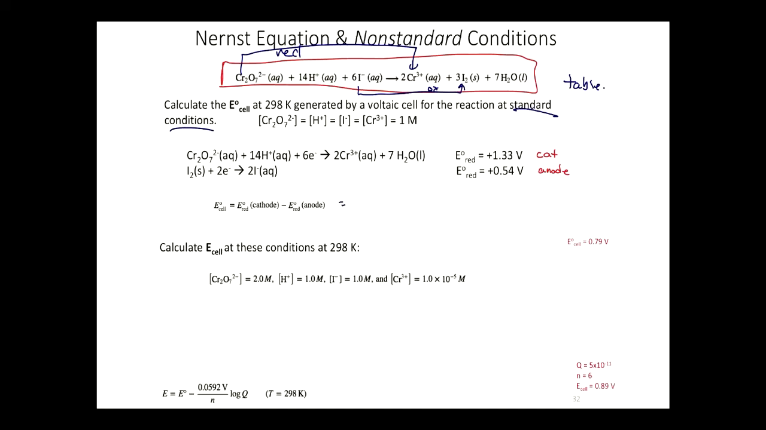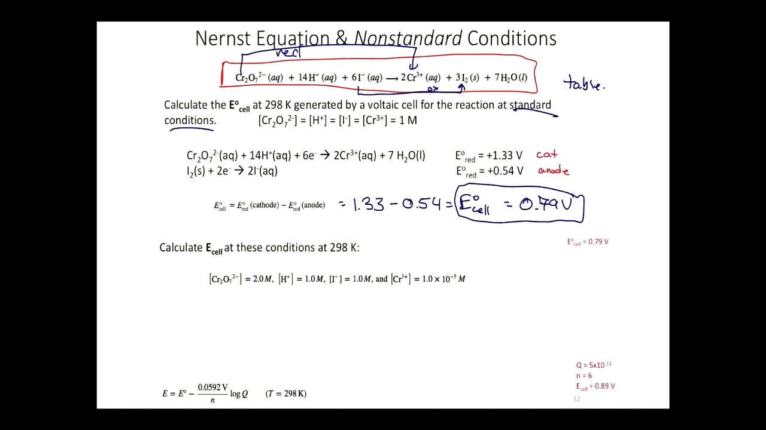If we do that subtraction, 1.33 minus the anode 0.54, we get a measured cell potential of 0.79 volts, all right? That's what we should measure if all of the concentrations are 1 molarity. That means we're already at standard conditions, so we go ahead and use the table values. All right, so now the next question is, what if we're not at standard conditions?